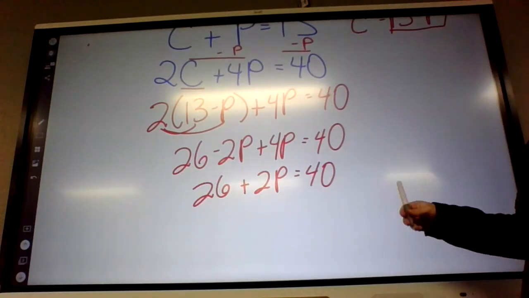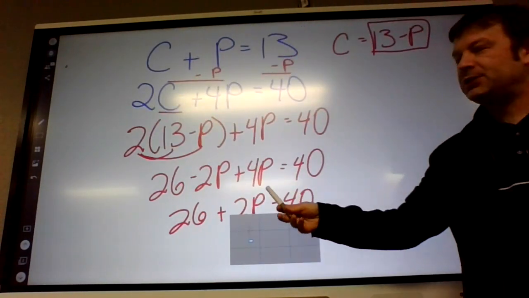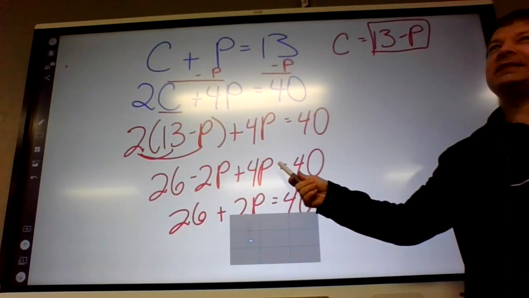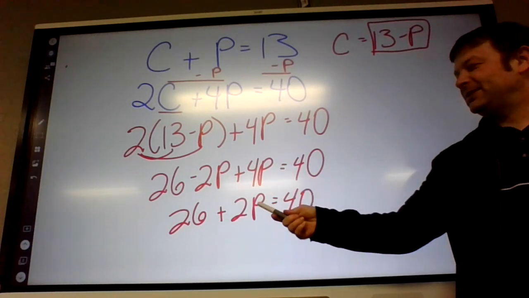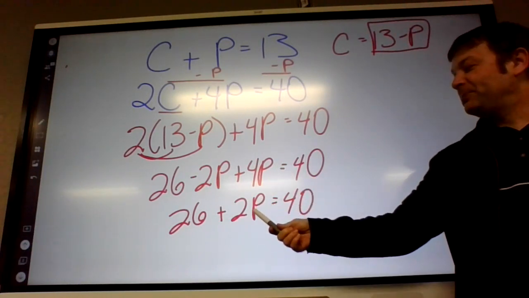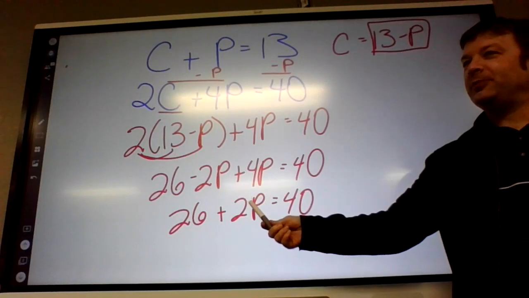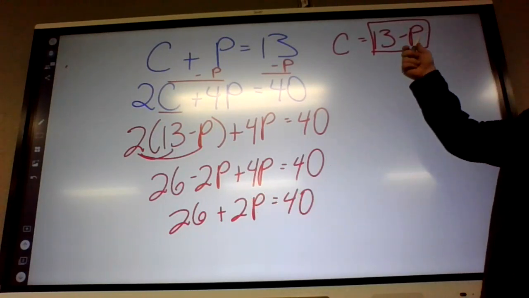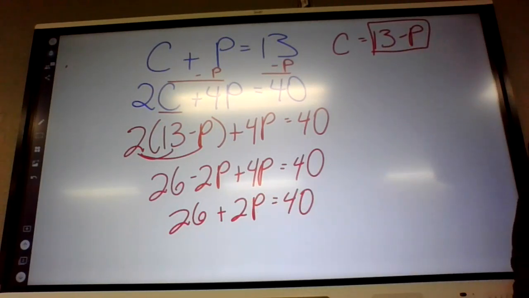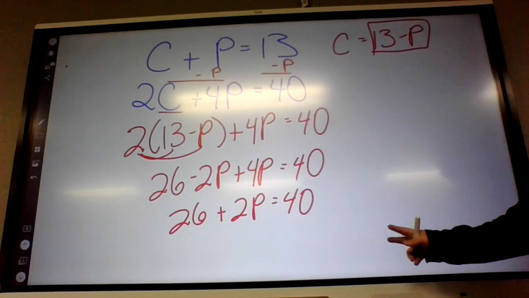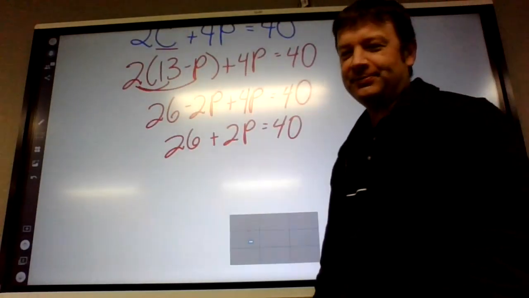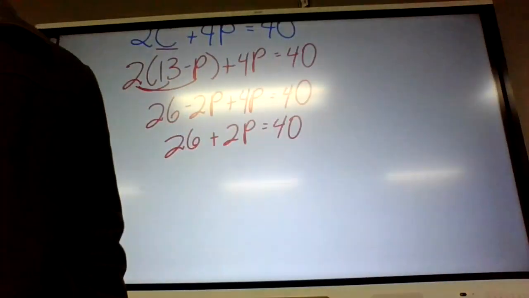You guys keep going. You need to find the number of chickens and pigs. The number of pigs is P. Once you solve for P, plug it right there. That's chickens.